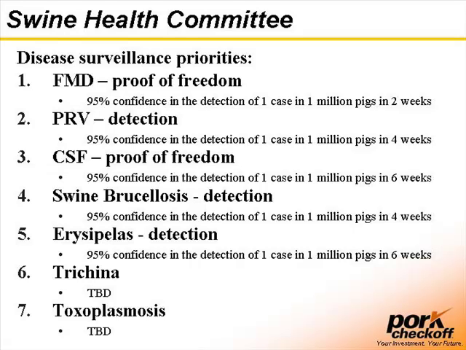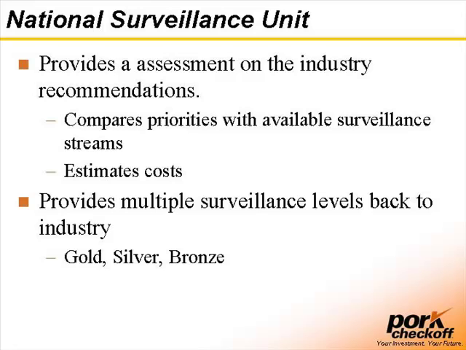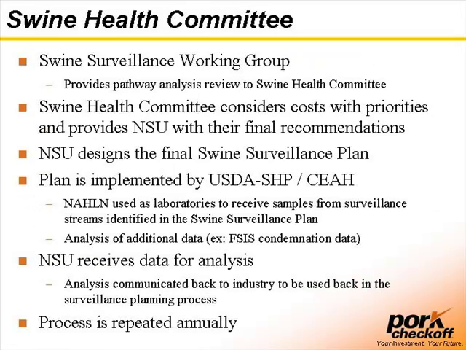The Swine Health Committee considered costs with those priorities and provided the surveillance unit their final recommendation. And then the surveillance unit was obviously the brains on how to get it done. They're the people who are the experts on how to design a surveillance plan and how to implement it. The USDA's swine health programs and SIA would be looking at how to implement it. And obviously one of the major players in that are the NAHLN laboratories that would receive samples from the surveillance streams. And there would also be some hope that they could analyze additional data.